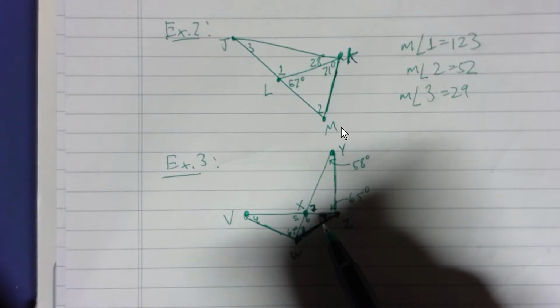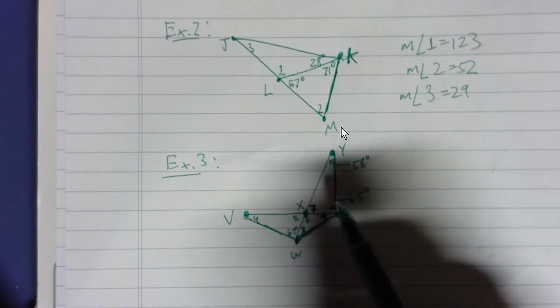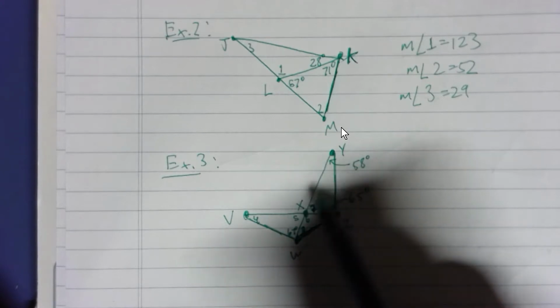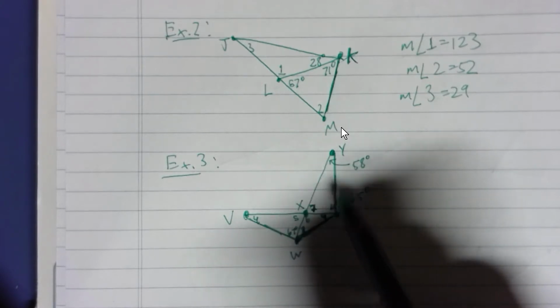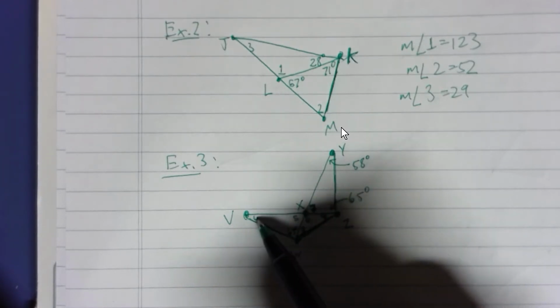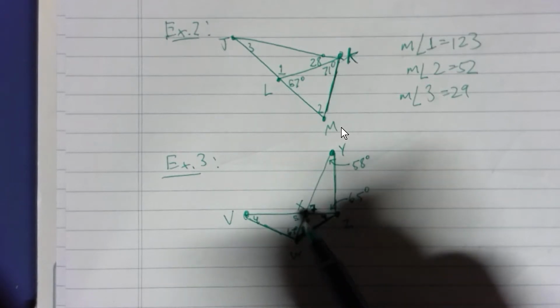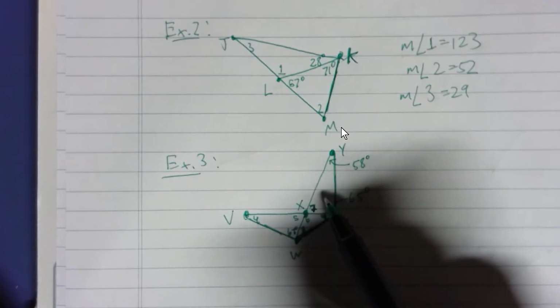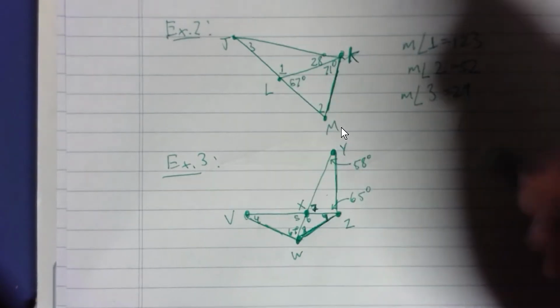I'm going to try to use the triangle that has the most given information. This one has 2 angle measures that are already given, and this one here is the only one that's not given. The other triangle has 2 unknowns and 1 known value, which makes that difficult. So I'm going to stick to this triangle here.